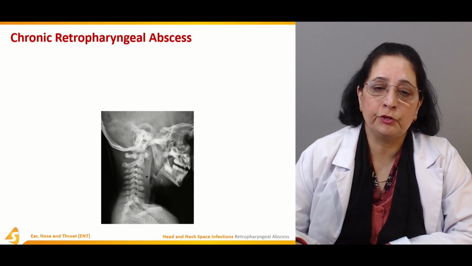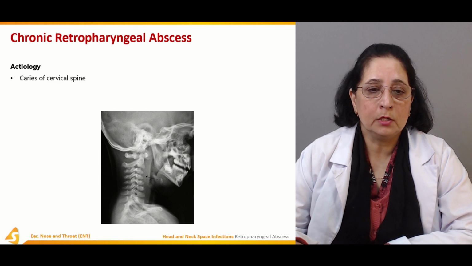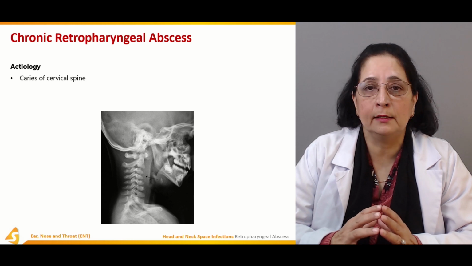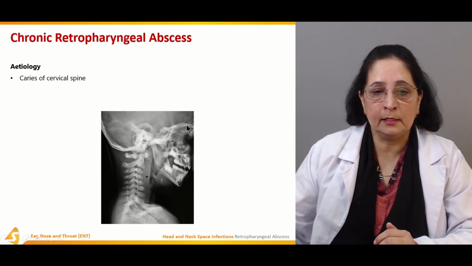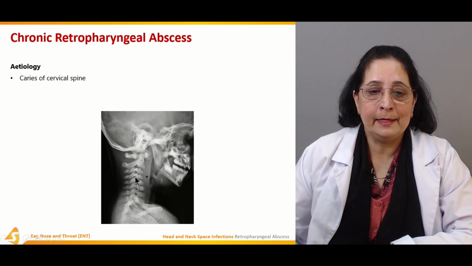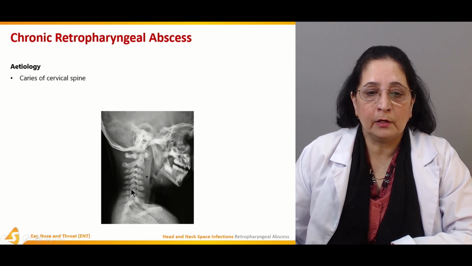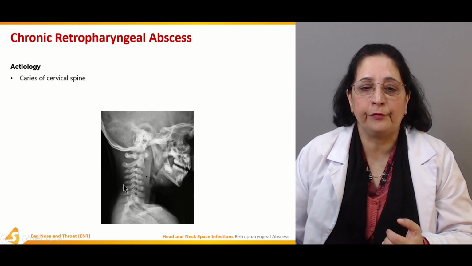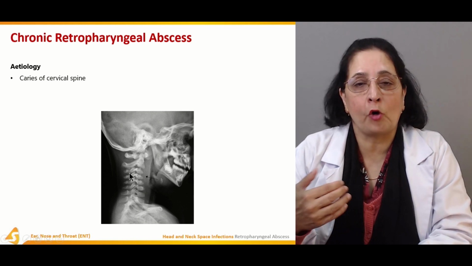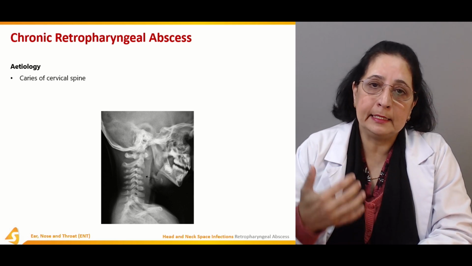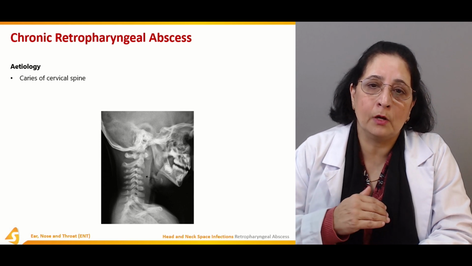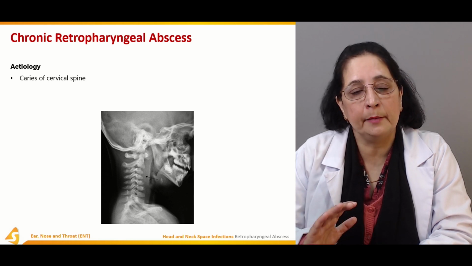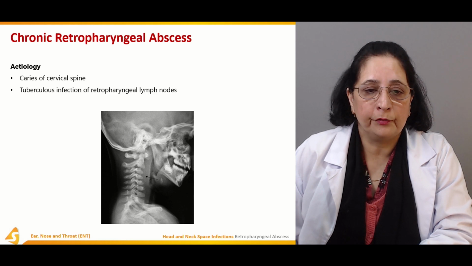Next, chronic retropharyngeal abscess. One cause of chronic retropharyngeal abscess is caries of the cervical spine, the spine of the neck. Any caries of the cervical spine can lead to an abscess in the retropharyngeal area, and that is the chronic retropharyngeal abscess. These caries of the cervical spine do not develop over a short period of time. It takes a long time, and that's why it's a chronic retropharyngeal abscess.